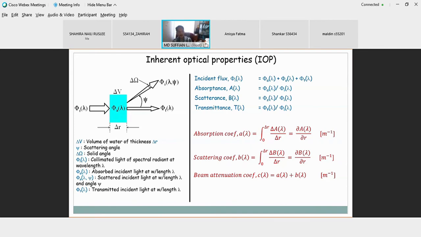And then kita ada beam coefficient C; absorption is A, scattering is B. Beam attenuation coefficient sebagai attenuation, banyak cahaya yang hilang daripada proses absorption and scattering. So beam attenuation coefficient C sama dengan A plus B. Berapa banyak cahaya yang hilang per meter, dipanggil sebagai beam attenuation coefficient. So kita ada A, B, C. C sama dengan A campur B.